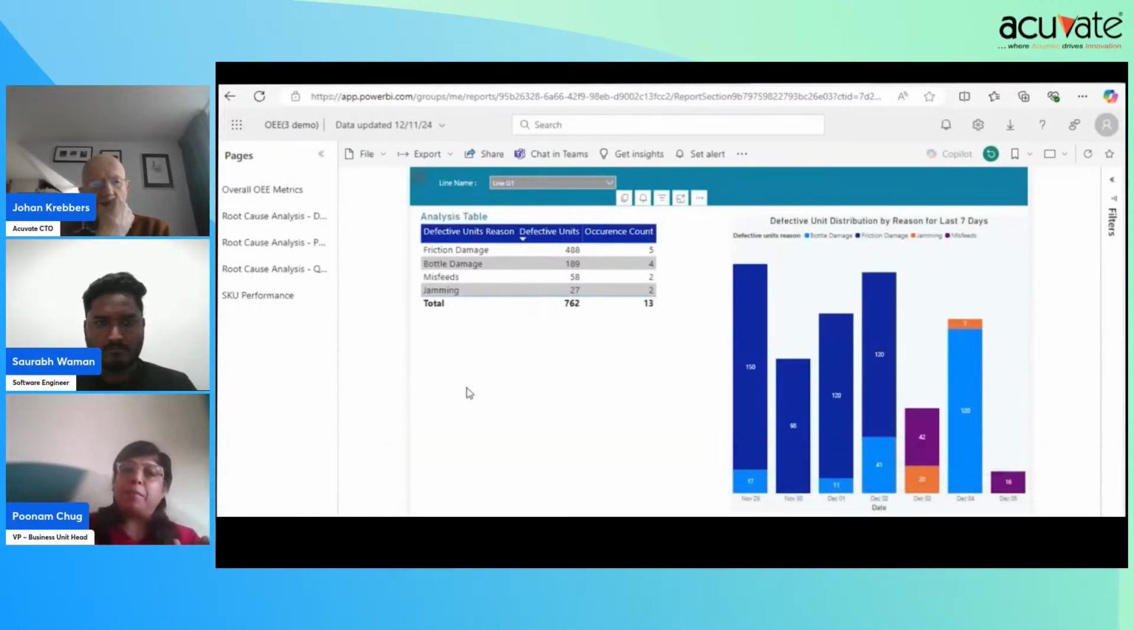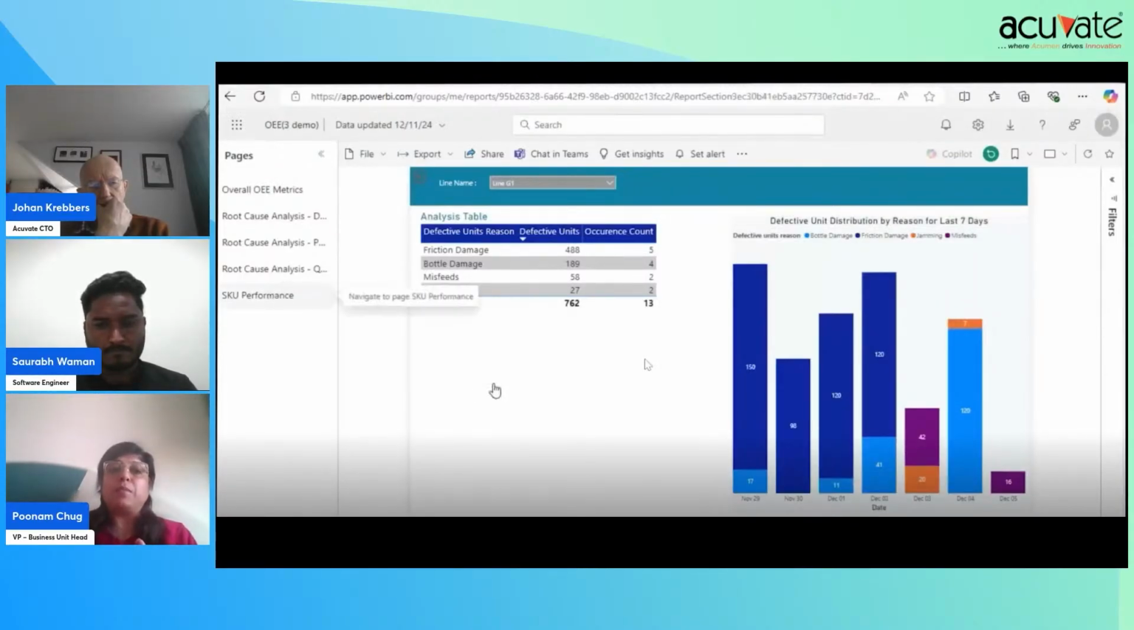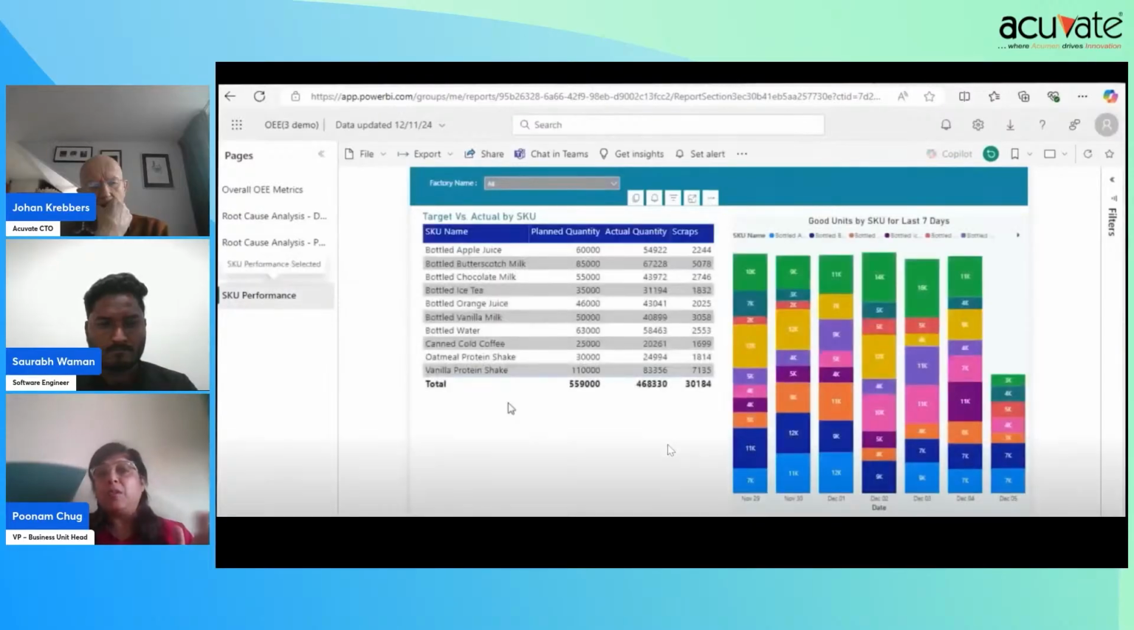Now, this is one part of how to improve the OE. The other important decision that a supervisor needs to take is, if there is a new order that is coming in, we want to be able to decide which lines we should allocate for this particular new order that has come in, right? So we are also giving one more report here that is called SKU performance. So we are able to see across the SKUs how we have been doing, what is our planned quantity, actual quantity, as well as scraps, if any.